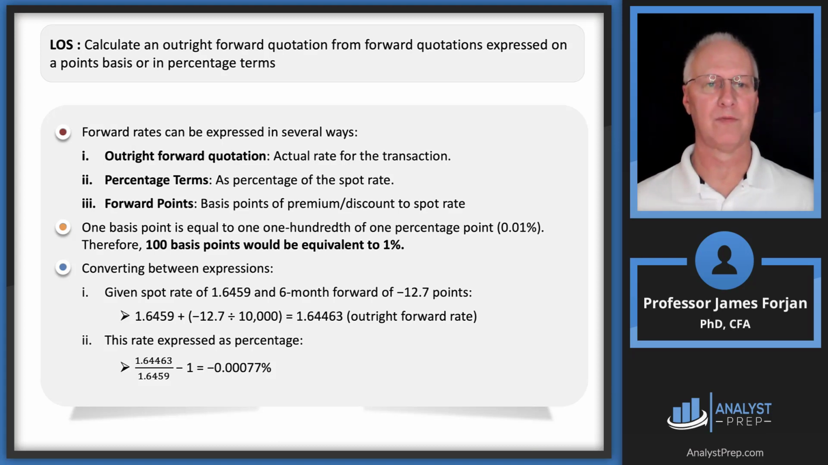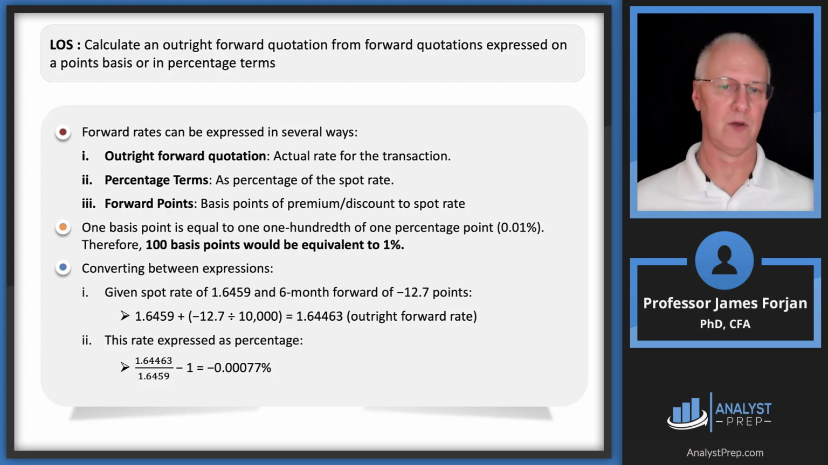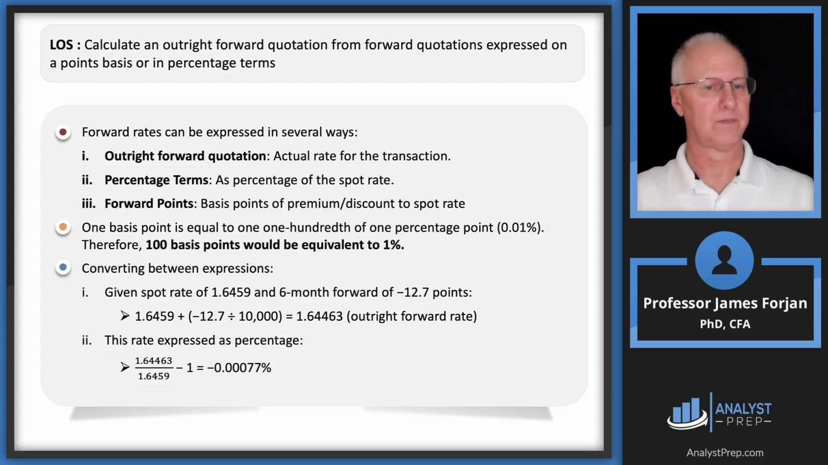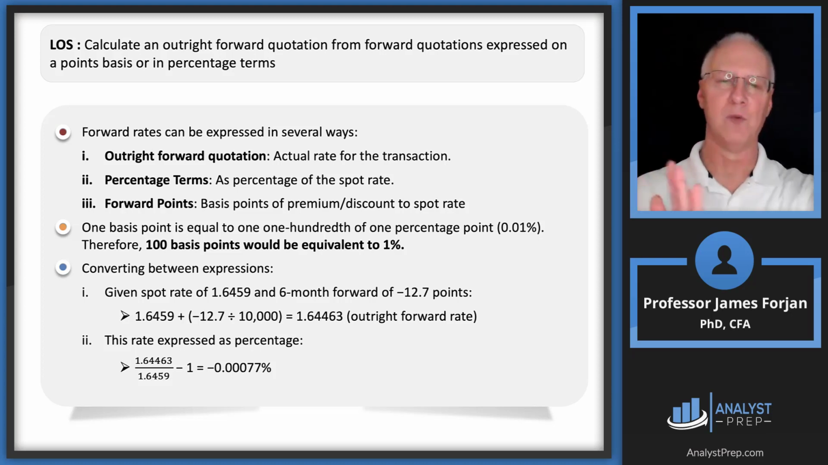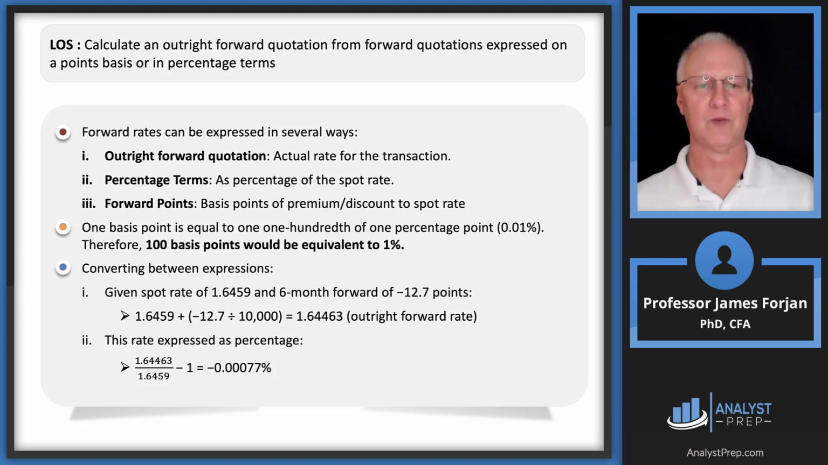Moving on to forward rates. We can do this in one of three ways. We can have an outright forward quotation, we can have it in percentage terms, or we can have it in basis points that are either premiums or discounts. Make sure you know this term, basis points. This is what I always tell my students. I said, think about this. 1% is equal to 100 basis points. And then you can just move your decimal over this way or move your decimal over that way to get basis points.